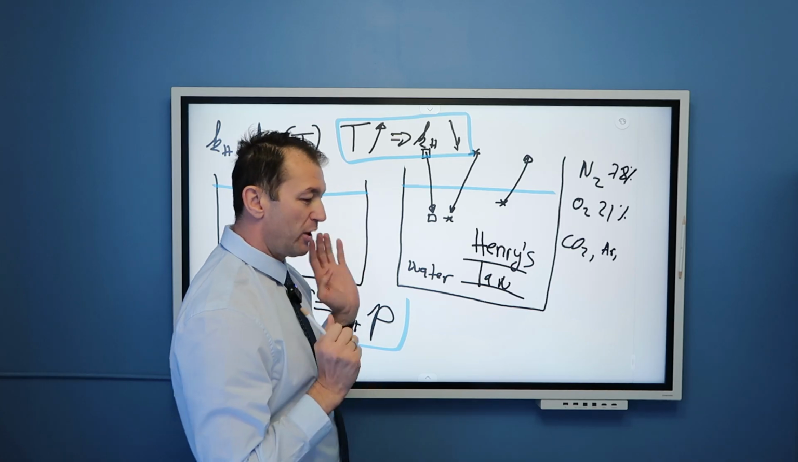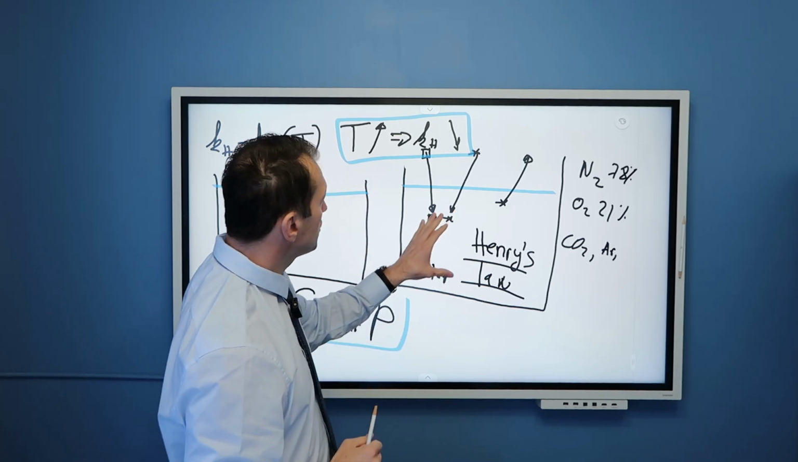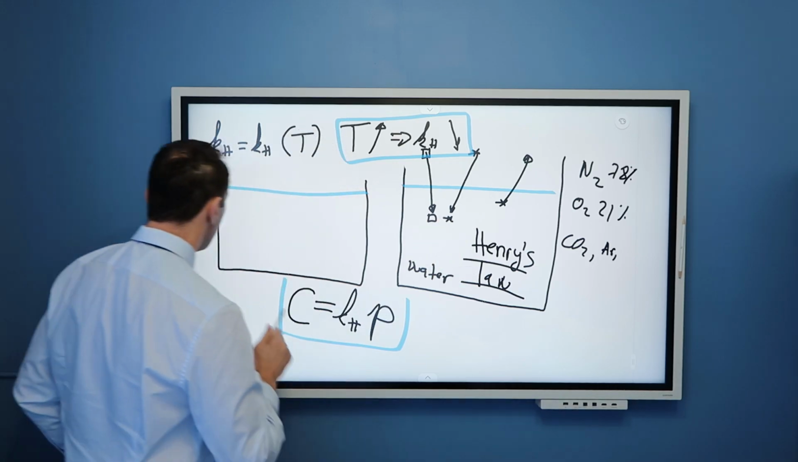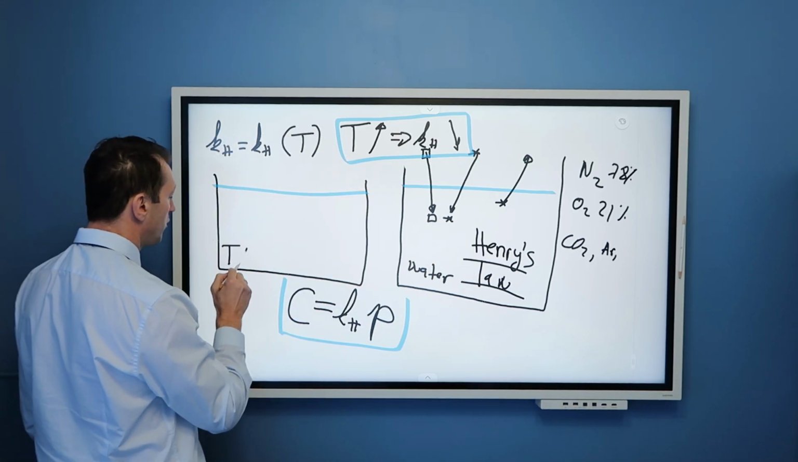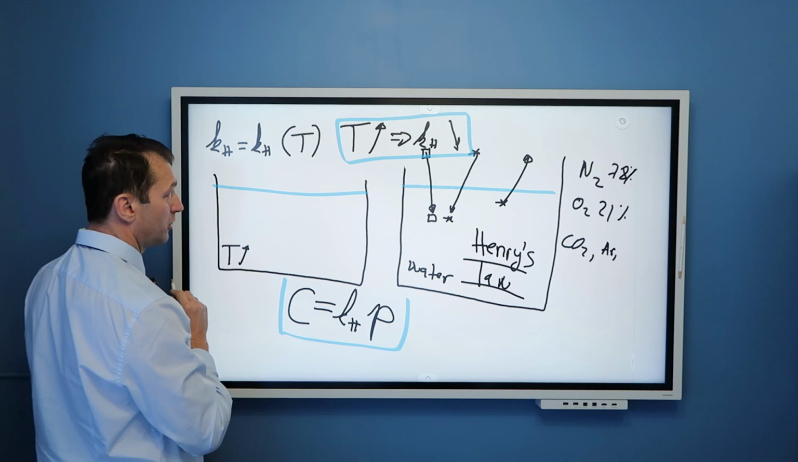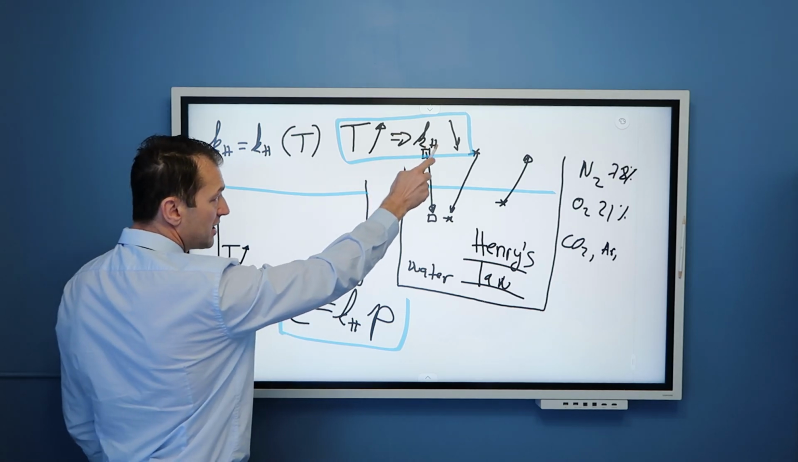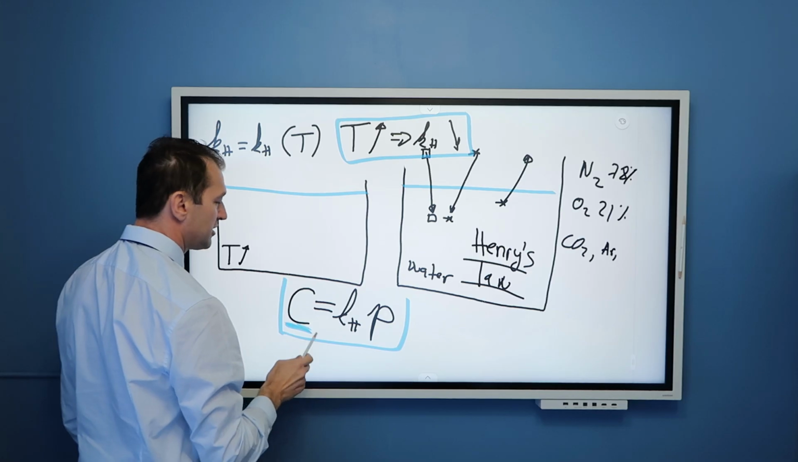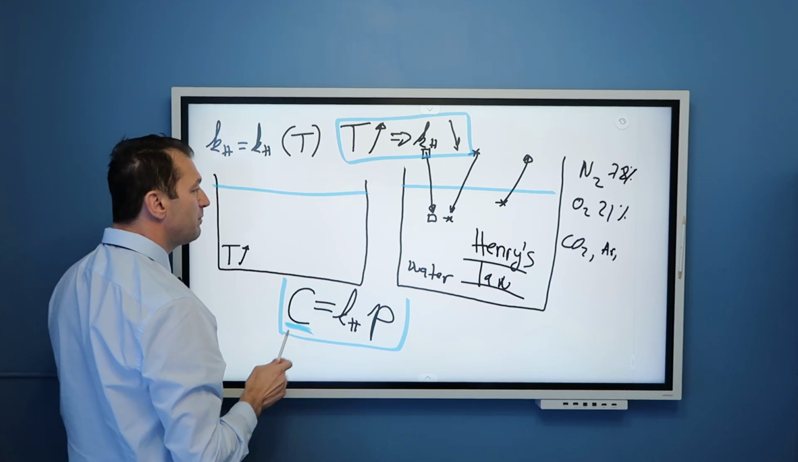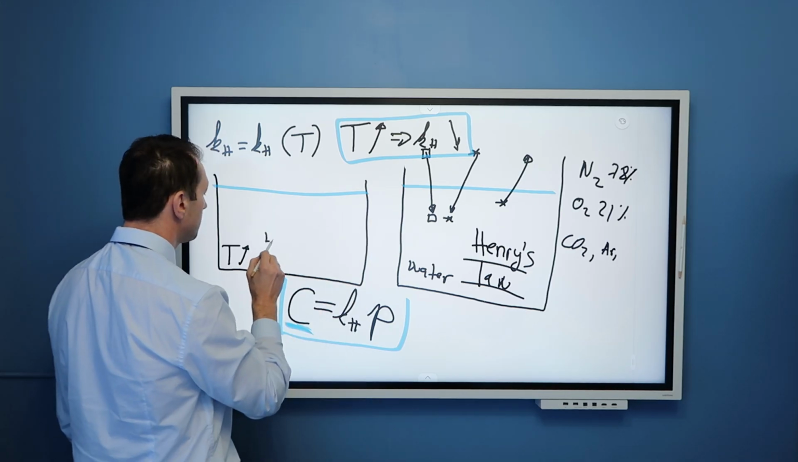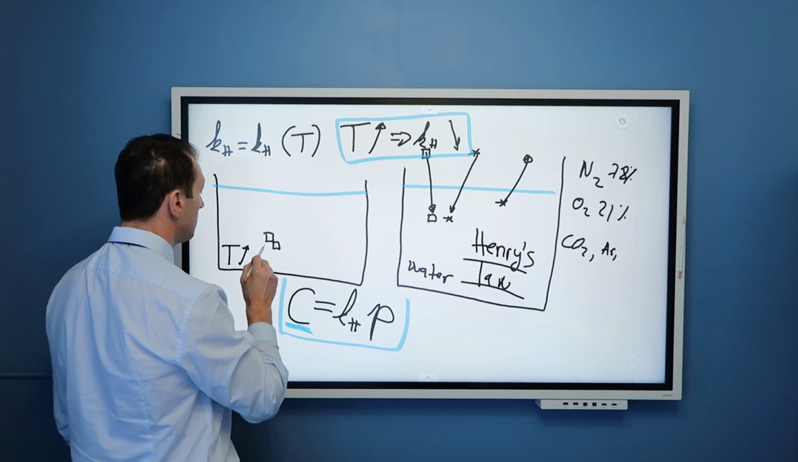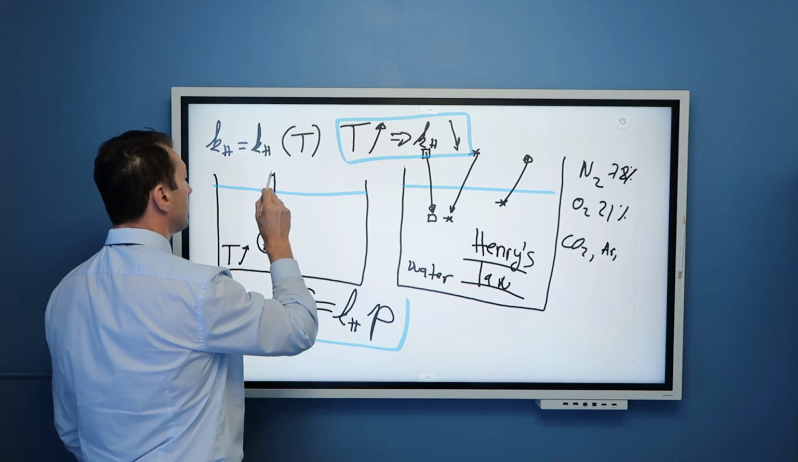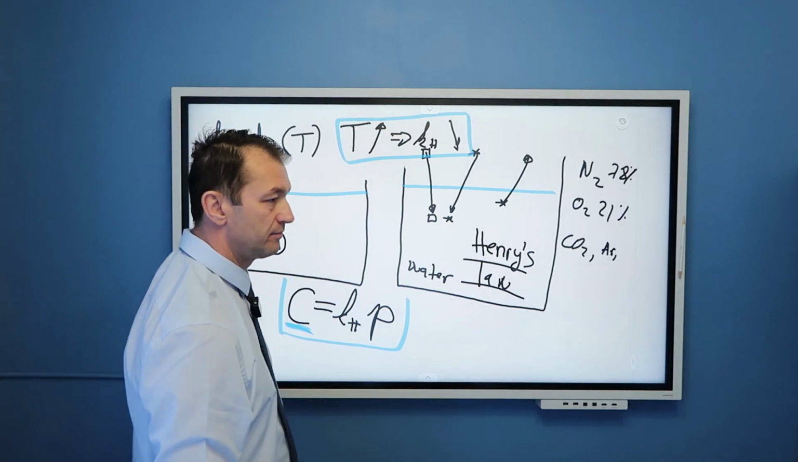Think about it, what I just said. I have dissolved gases in water. Now, I increase the temperature of the water. That means Kh will decrease. That means the concentration of these dissolved gases will decrease. Well, that means some of these gases, let's say nitrogen, will form a bubble and escape. And this is called degassing.